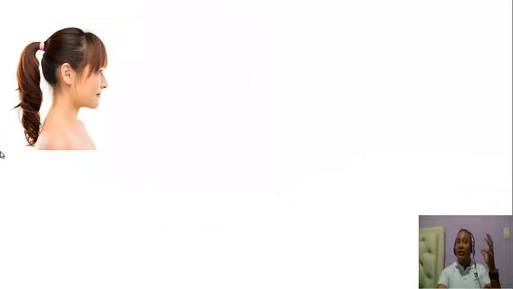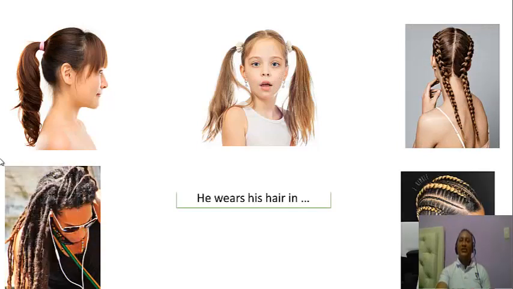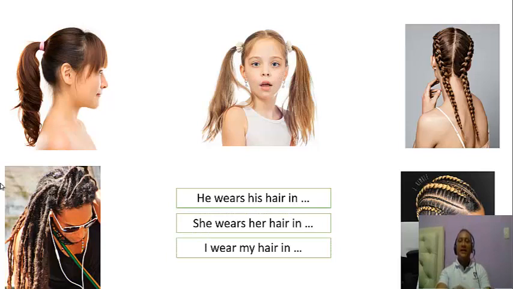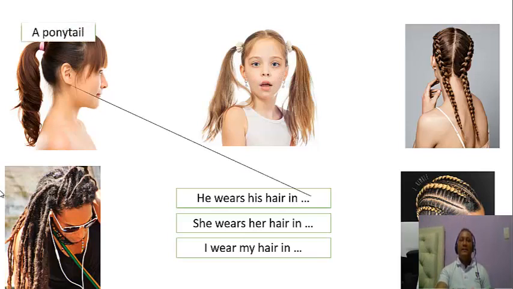All right. And then we have someone's hairstyle. The form of someone's hair can also be used to describe someone's physical appearance. For example, the woman in this picture has her hair in one form, the little young lady another form. You see, there are different hairstyles. Of course, we have to use an expression. The expression is he wears his hair in, and then the style. Depending on the subject, we use the possessive. He, his. She, her. I, my. He wears his hair in. She wears her hair in. I wear my hair in. So let's see what we call these hairstyles.